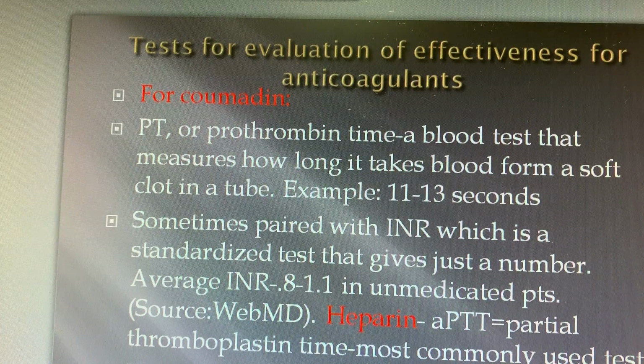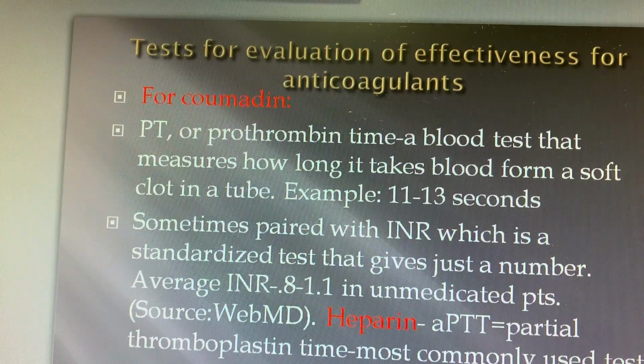And you take the result of the PT, 11 seconds, 12 seconds, whatever, and you apply this mathematical formula, and it gives you an INR. And most of the time in a clinical setting, you're going to see PT and INR listed together. So you'll have a certain number of seconds for your PT, and it'll just give you a straight number. The average INR in a patient who is not taking warfarin or a similar drug is about 0.8 to 1.1. Remember, just a straight number.